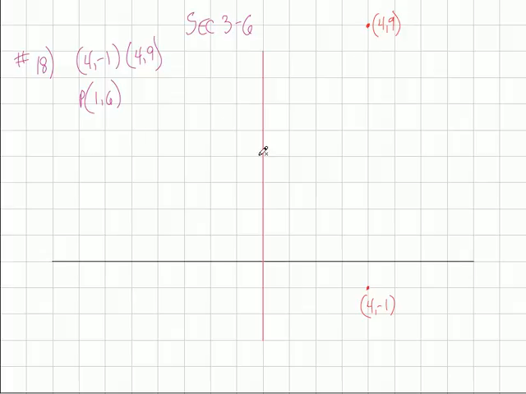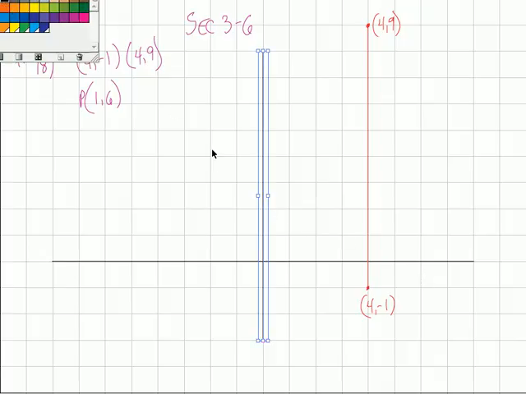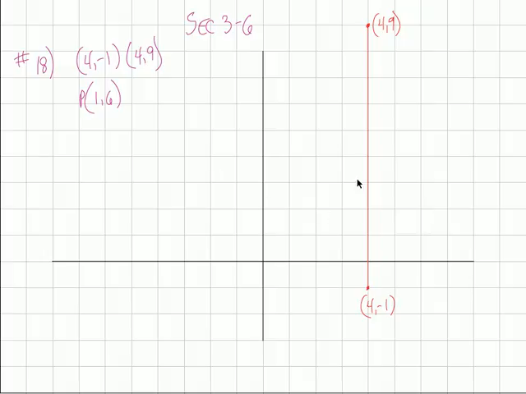And then let's do this. That's a line segment, isn't it? Or a line. And so we're going to connect it like that. Oh, why did I make that red? Let's make that black again. There we go. All right, now the point that's not on the line is 1, 6.